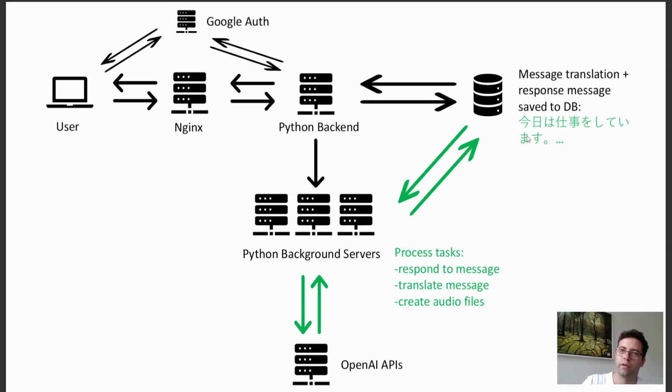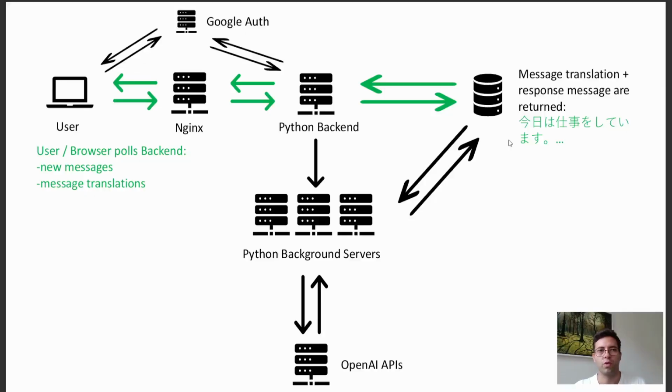So here we see that a new message has been saved. That's the response by the AI agent, kyou wa shigoto shitemasu. So that's the new message that was saved. And in the next step, we see here how the user receives those new messages.